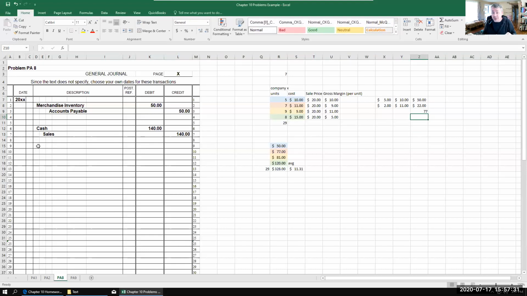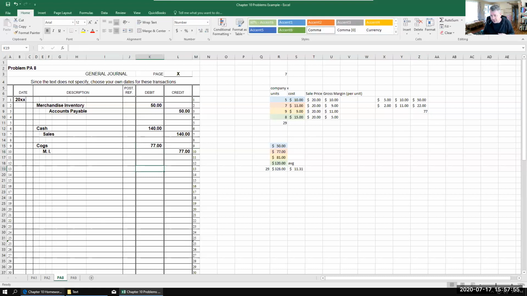And so in that case, you would go in here then and put merchandise inventory. You should write out merchandise inventory. Don't be lazy like me. Okay, 77 and 77. And that's how you do the third problem here, problem 8.